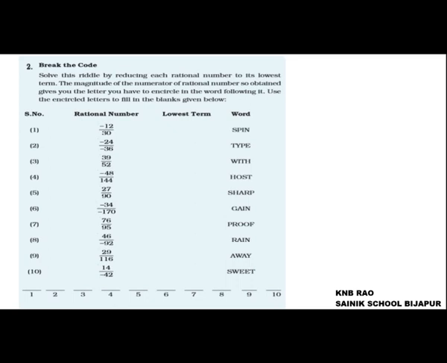Fourth one, minus 48 by 144. So 48 itself is the common factor. We get it as minus 1 by 3. 27 by 90 is the fifth one. After bringing it into simplest form, we get 3 by 10. Similarly, the rest of the 5 rational numbers are brought into simplest form.